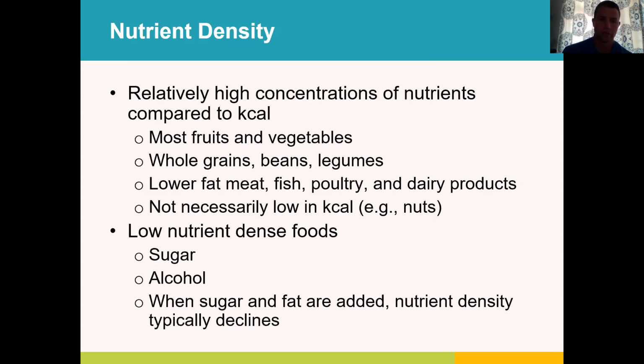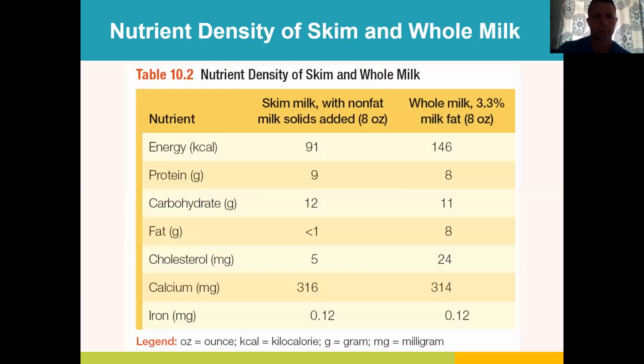Alcohol again is low nutrient dense. I guess it depends on what you mix your alcohol with. When sugar and fat are added, nutrient density typically will decline. So again, that makes the first part of that, if you throw in that last part, they usually help you, not all the time. So again, this is giving you an idea of the difference between having skim milk versus whole milk.